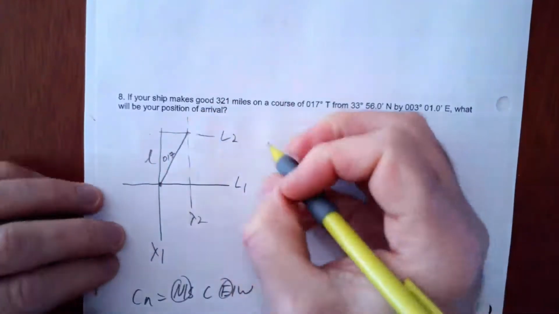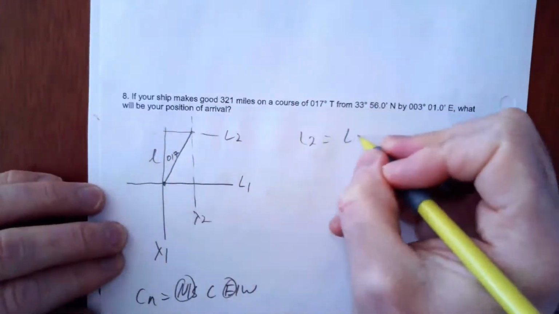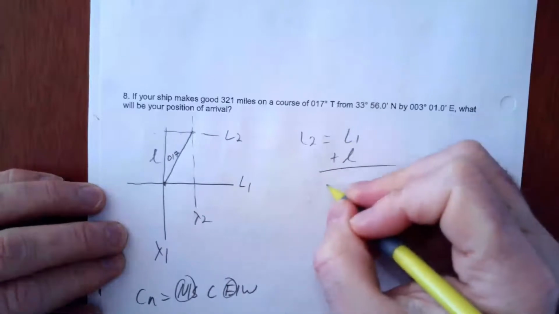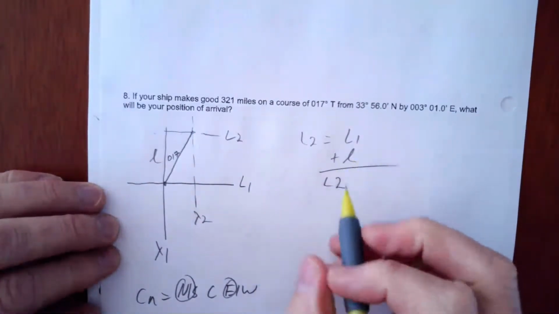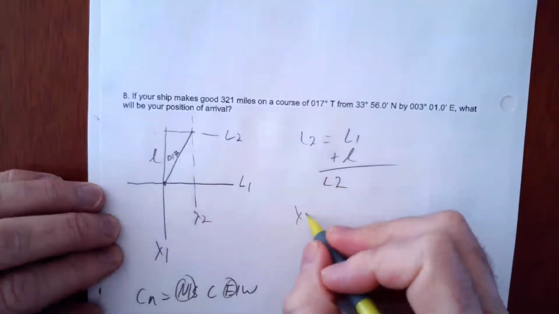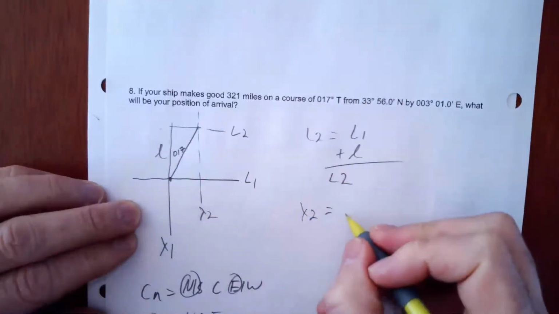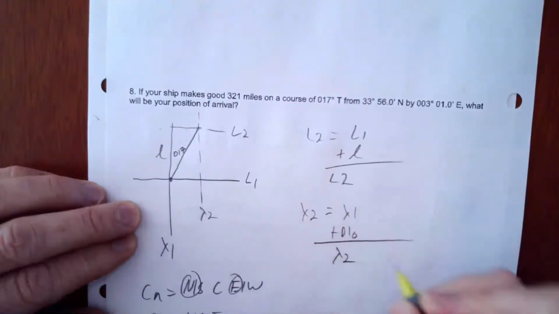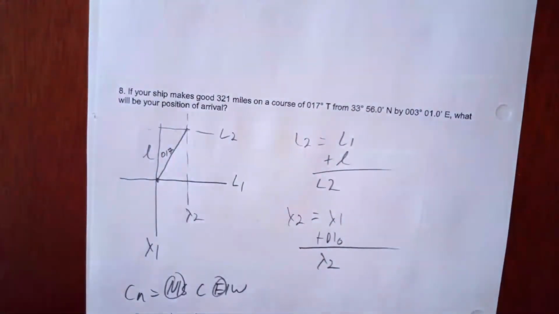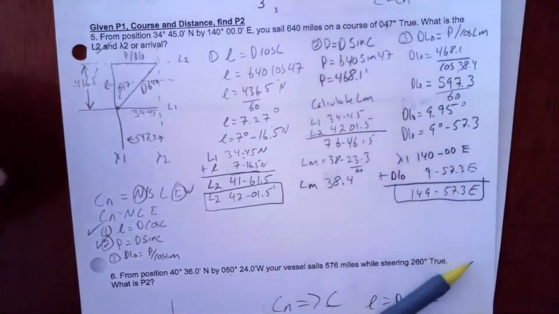Well, L2 is going to equal L1 plus L. That's going to be L2. Okay? And what is longitude 2 going to be? Well, that's going to be longitude 1 plus D low, and that's going to be longitude 2. Okay, so I can figure that out just by having this nice little diagram. Okay, have fun with that.